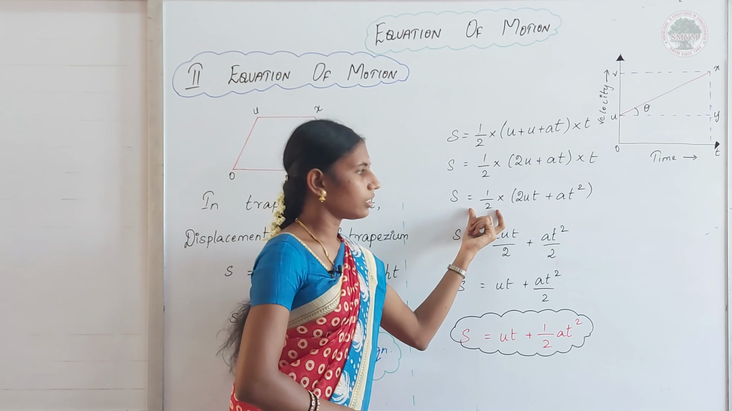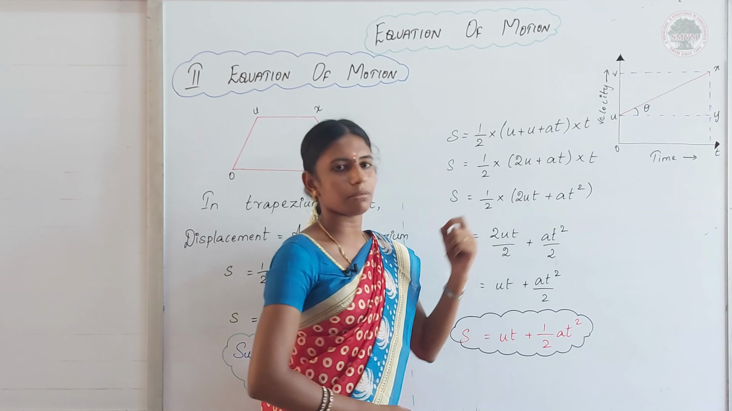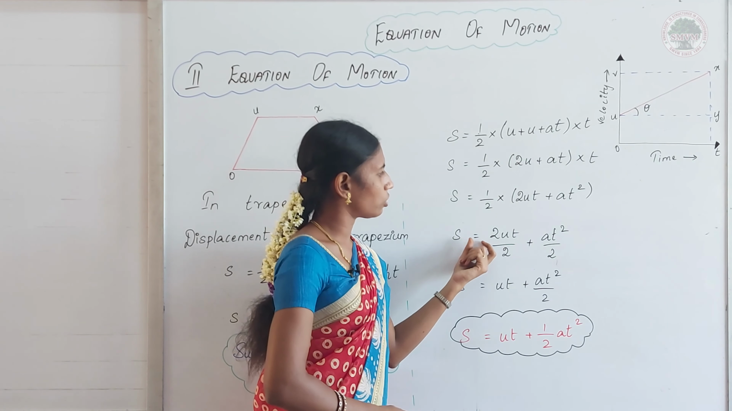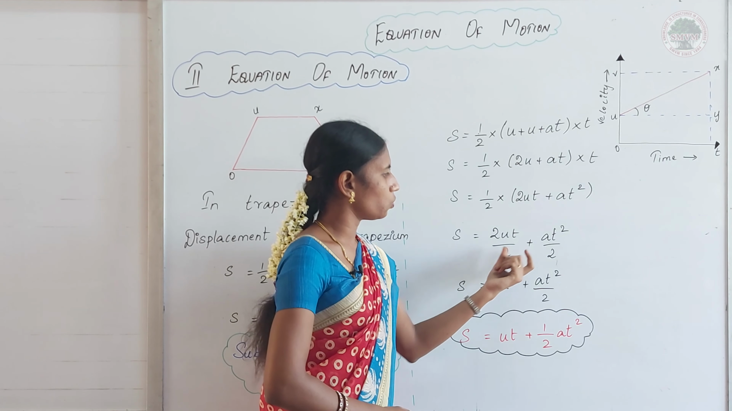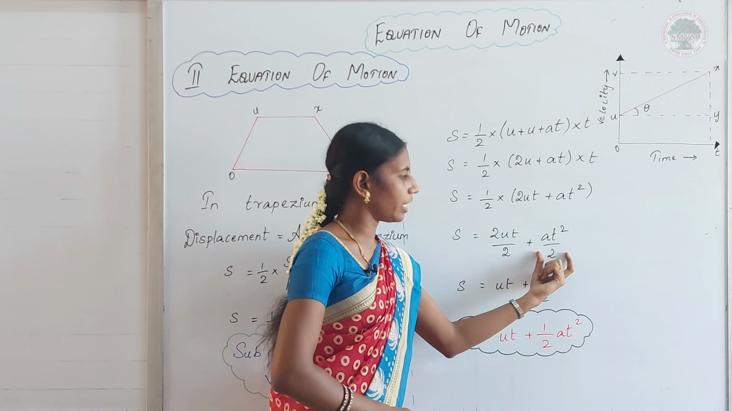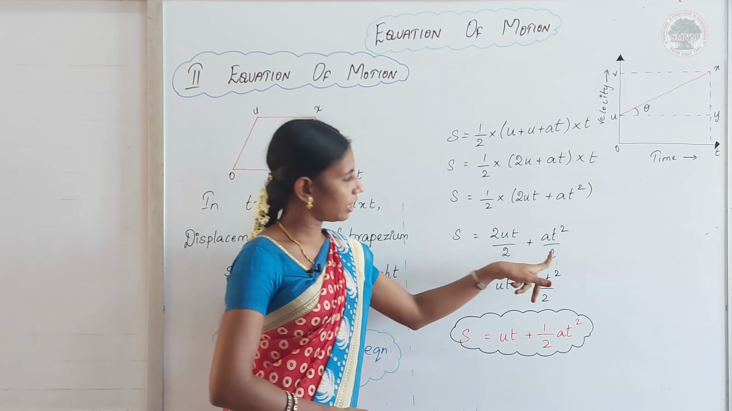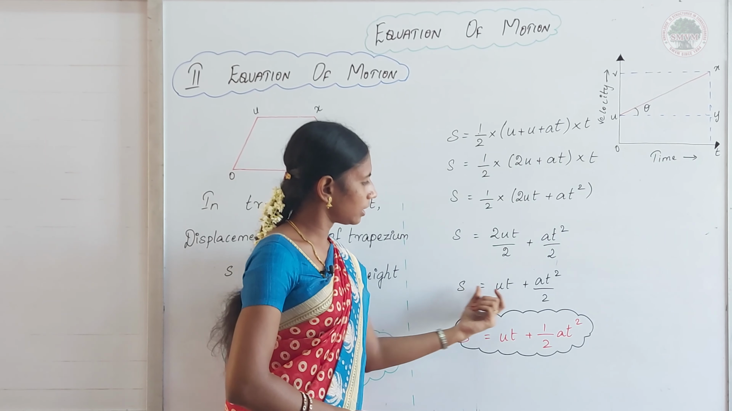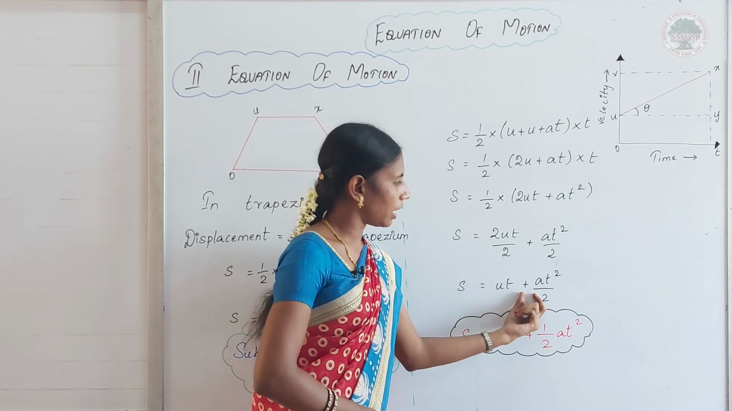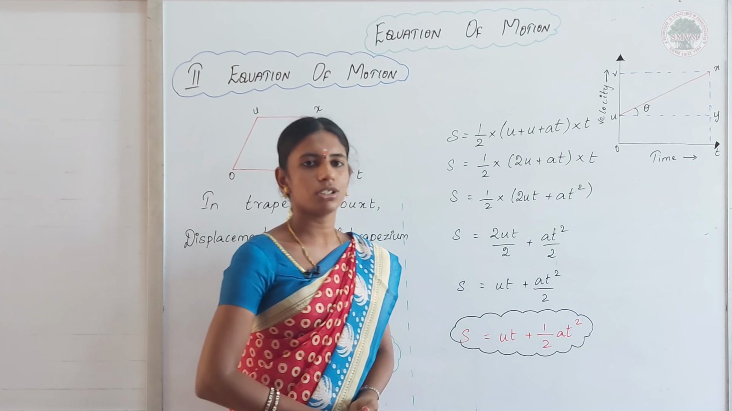Now you just take this half inside the bracket. So S is equal to 2UT divided by 2 plus AT square divided by 2. 2 and 2 get cancelled. Here it remains as it is. So S is equal to UT plus AT square by 2.